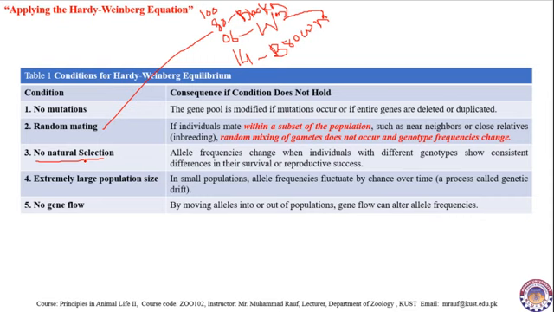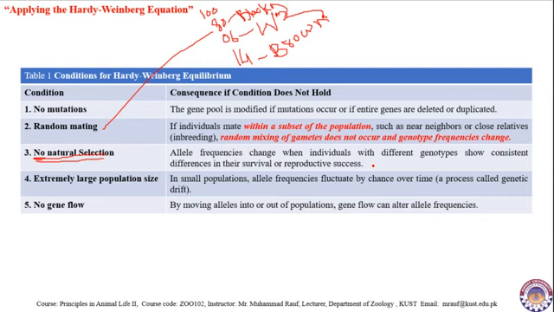They will have lesser chances of survival and reproduction, and as a result they will be eliminated or they will become extinct. So one of the conditions for Hardy-Weinberg equilibrium is also that there should be no natural selection, meaning the allele frequencies change when individuals with different genotypes show consistent differences in their survival or reproductive success.